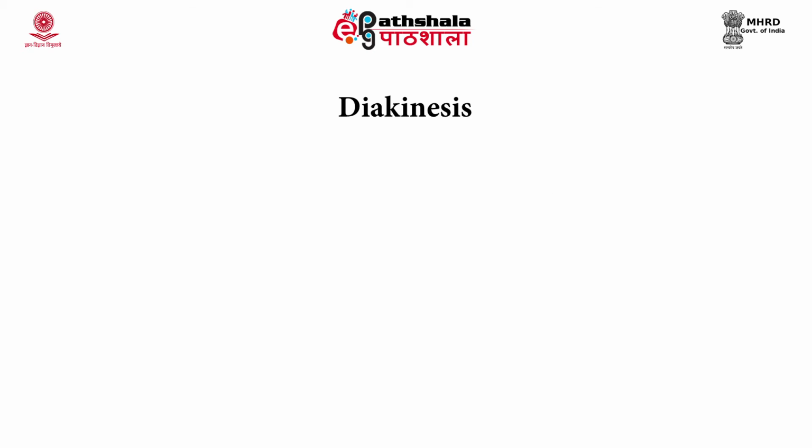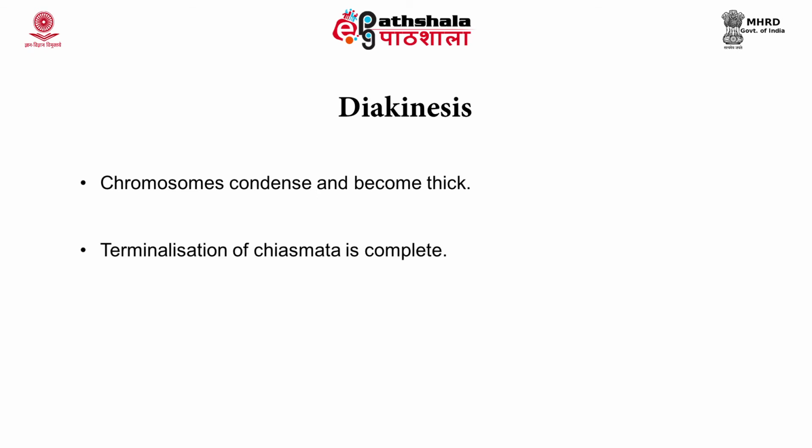The last stage of prophase I following diplotene is termed as diakinesis. At this stage, chromosomes condense and become thick. Terminalization of chiasmata is complete. Nuclear membrane and nucleolus disappear.